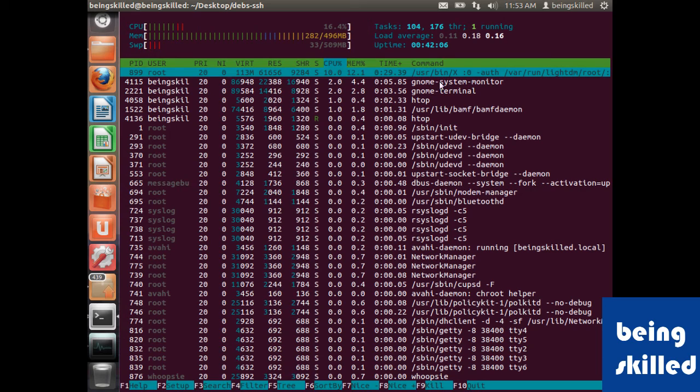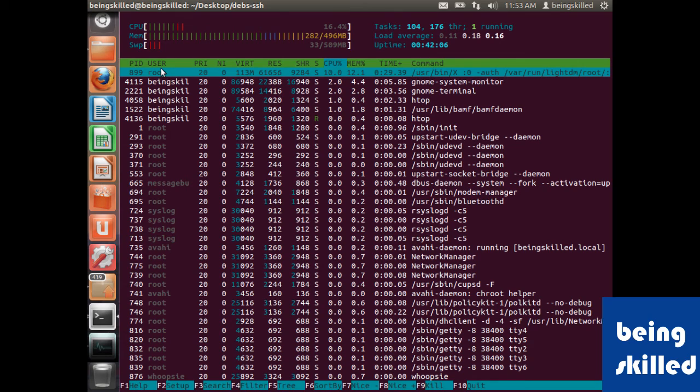Then this is CPU, what kind of CPU usage is being done by these processes. So we can see GNOME System Monitor is using about 2% of CPU and about 4.4% of the RAM, while the GNOME Terminal is using 2.8% and the htop command is using only 0.4%. So we can save about 4% of RAM usage using htop.